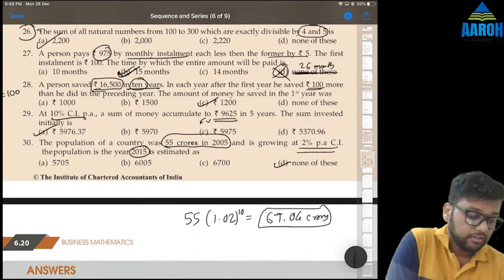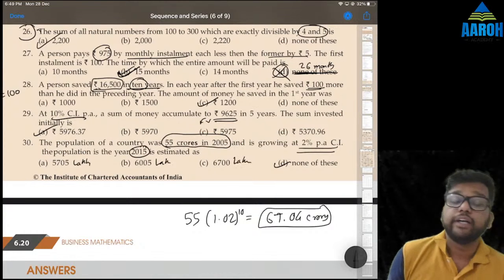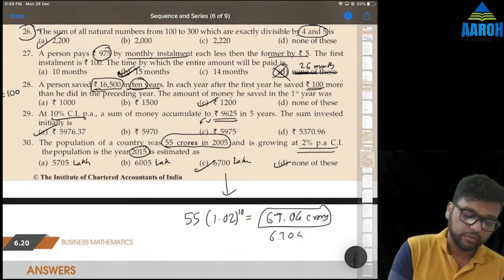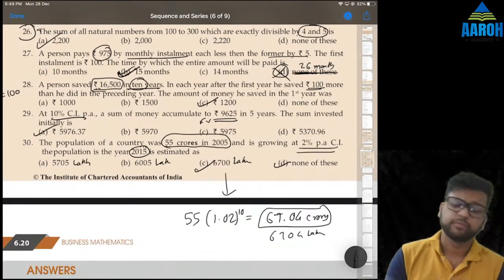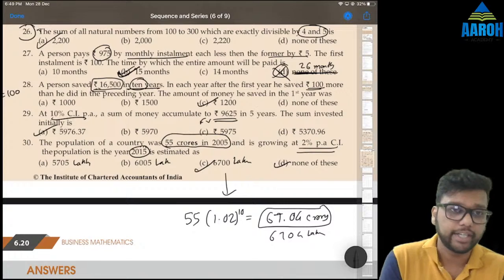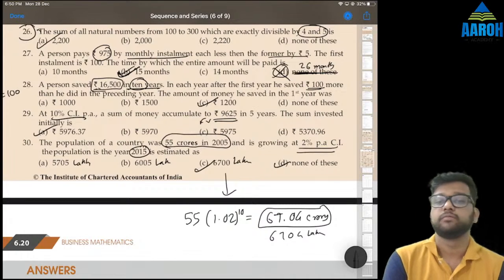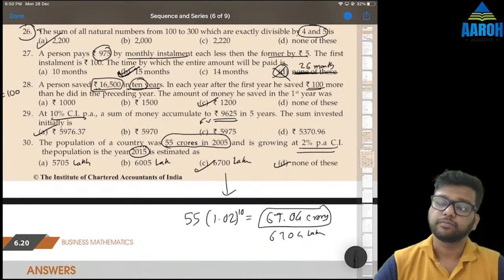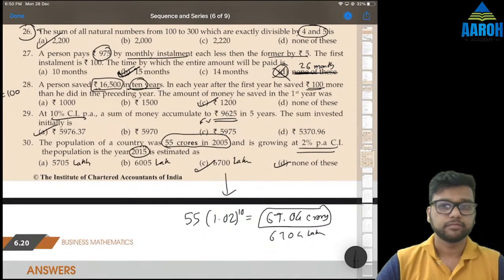Ideally, but they must have given this in lakhs. Assuming that is in lakhs, C will be the correct answer because that is closest. 6704 lakhs, right? But if that is in crores, then none of these is the correct answer. I think they wanted to write lakhs, but they made a mistake there. Check if you are getting 6704 lakhs. Got it? C, correct.